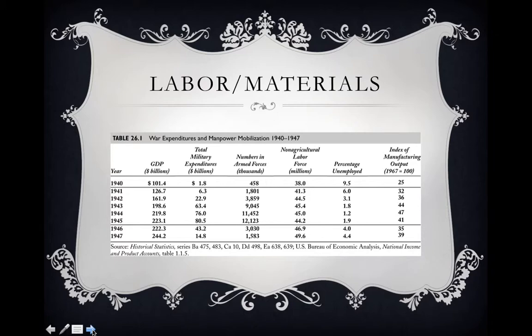So let's take a look at how military expenditures expanded from 1940 to 1947. If we take a look, in 1940, military expenditures were less than $2 billion. In 1941, this grew to over $6 billion, in 42 to $23 billion, and in 43 to $63 billion. So you could see how the military was a very, very small component of expenditures in the United States before the war.